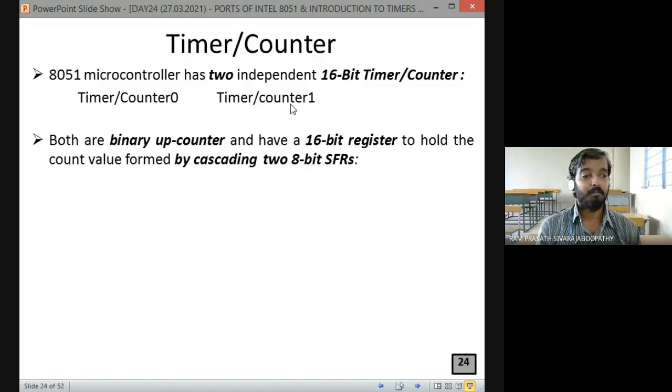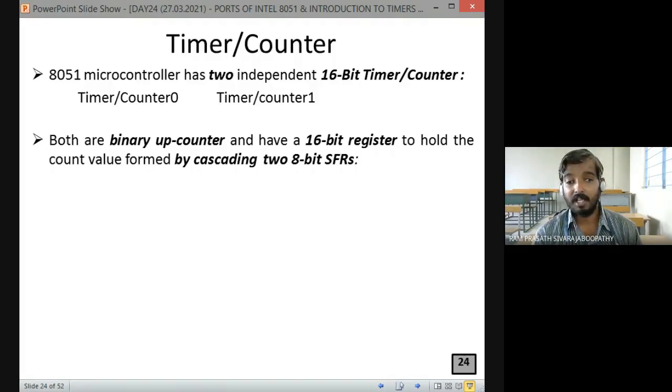So both are binary up counter and they have a 16-bit register to hold the count value formed by cascading 2 8-bit SFR. That's very, very important. Sir, நம்ம 8051ல படிச்ச எல்லா ரெஜிஸ்டருமே ஆல்மோஸ்ட் 8-bit தான். கரெக்டா? ஸ்பெஷல் ஃபங்க்ஷன் ரெஜிஸ்டர், எஸ்பெஷலி ஸ்பெஷல் ஃபங்க்ஷன் ரெஜிஸ்டர். What about DPTR? What about the size of DPTR? Yes, very good question by Anthony Surya.